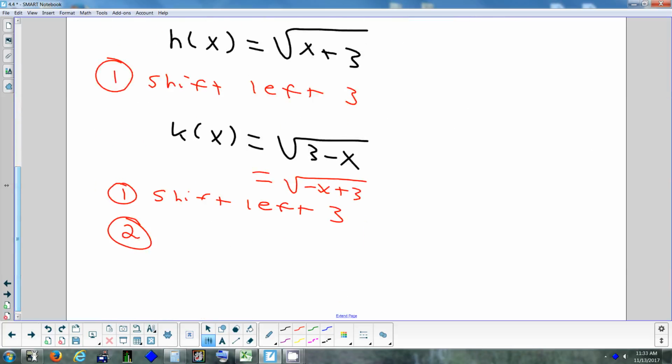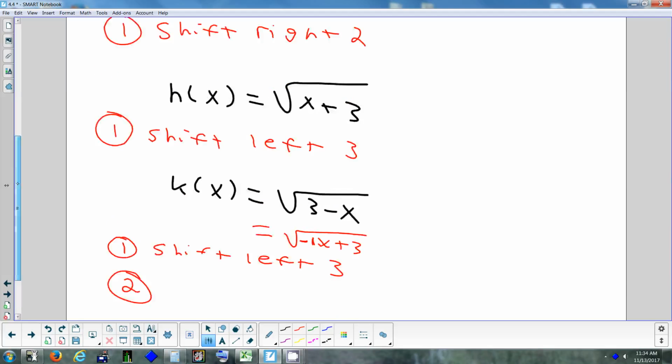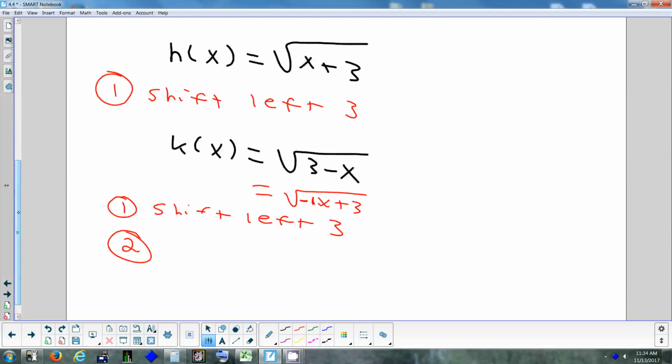Well, let's break it down. Let's put the negative 1 in there. Is the 1 causing a stretch? No. If it's a 1 in front of x, it's not stretching it. But the negative is doing something. It's flipping it. So that's half of it. It's going to be flipping it. We just have to say over which axis. This is a horizontal flip.